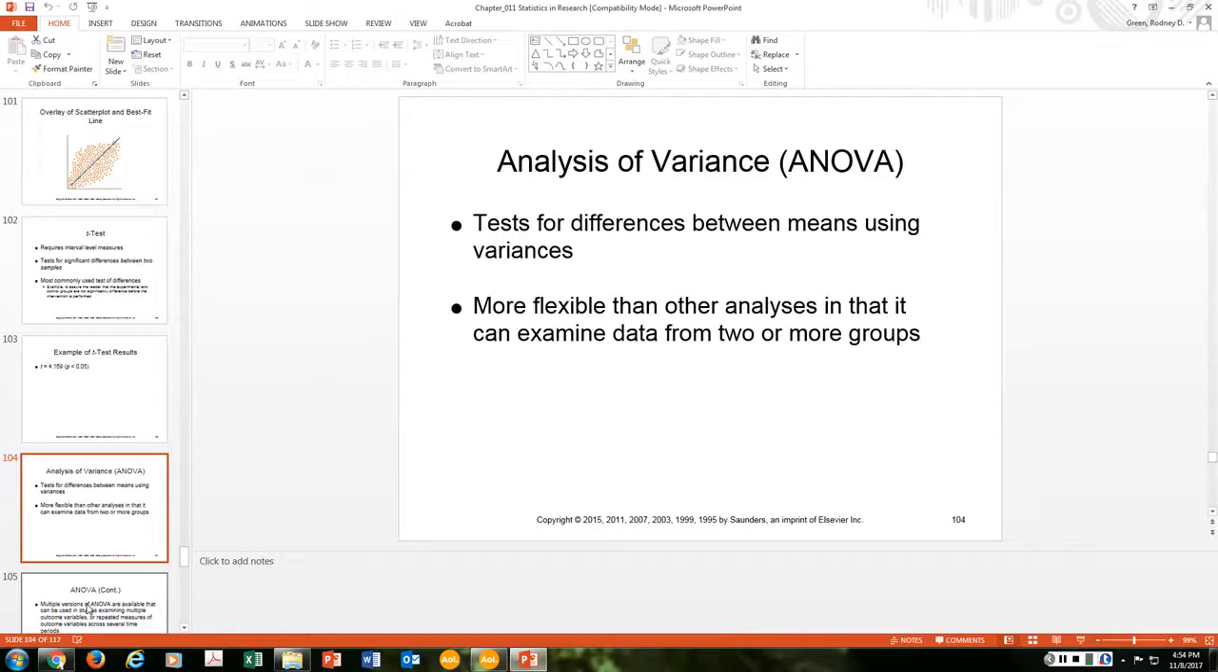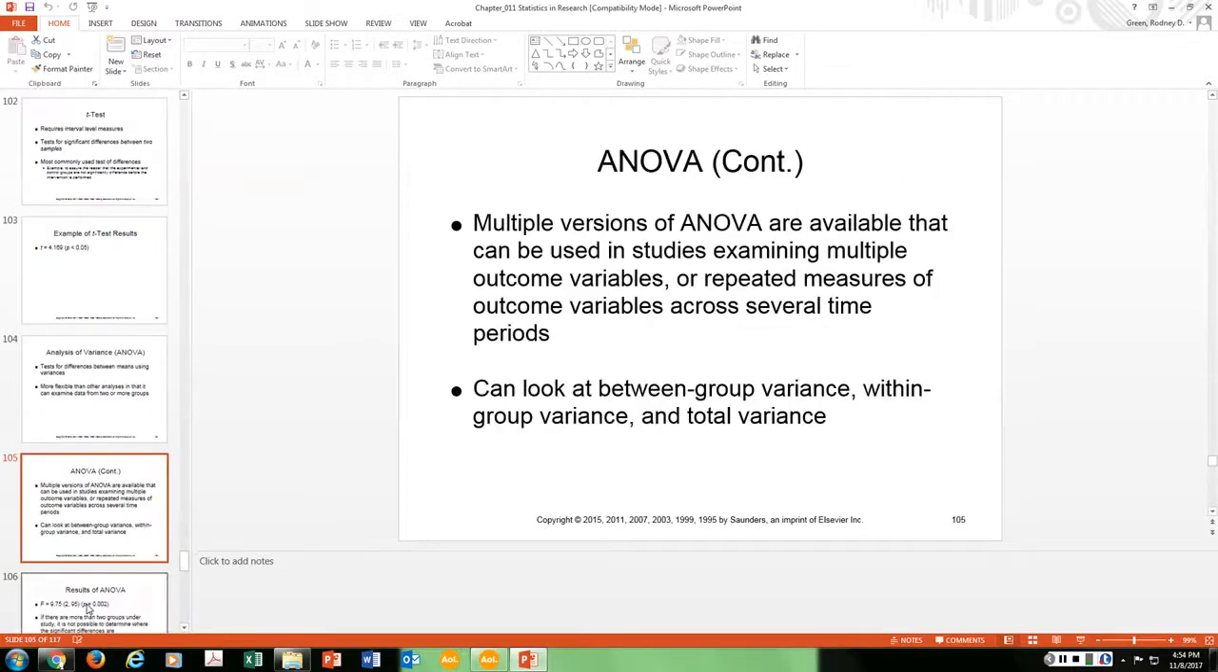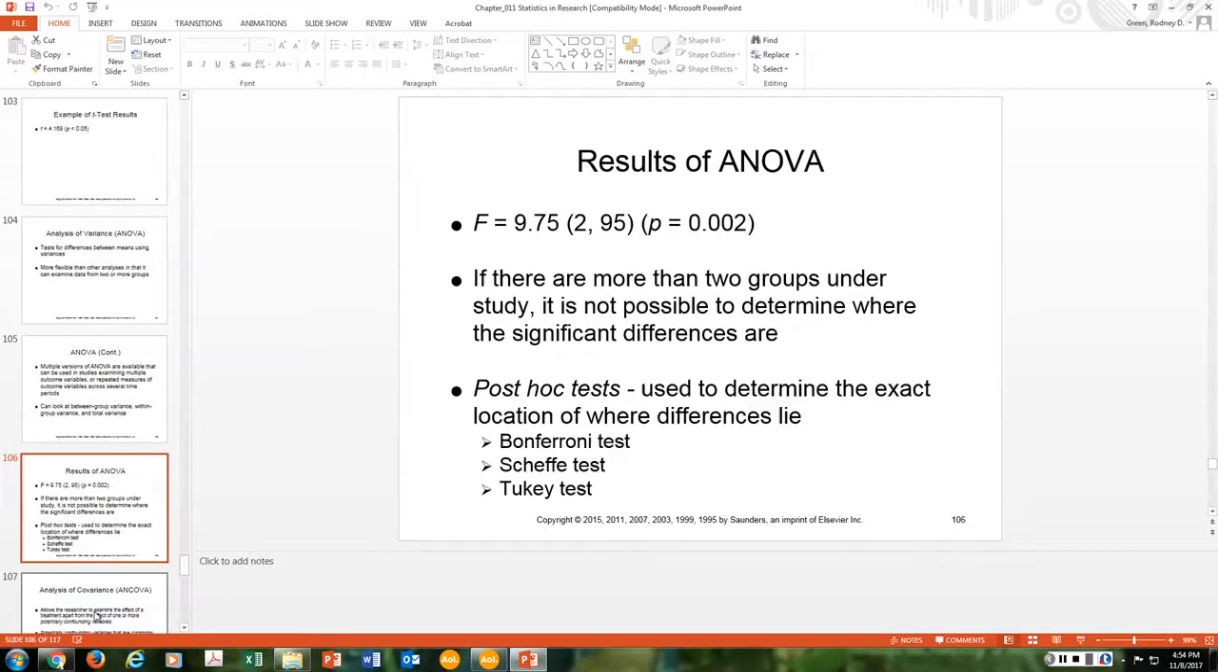Analysis of variance, or ANOVA, tests for differences between means using variances. More flexible than other analyses in that it can examine data from 2 or more groups. Multiple versions of ANOVA are available that can be used in studies examining multiple outcome variables or repeated measures of outcome variables across several time periods. It can look at between-group variance, within-group variance, and total variance. The value that you're looking for is your F value. So F equals 9.75.